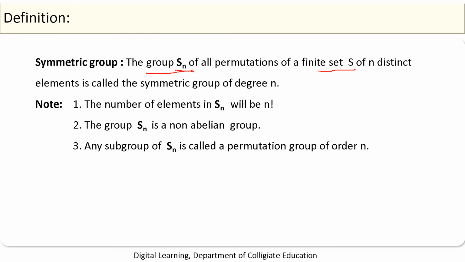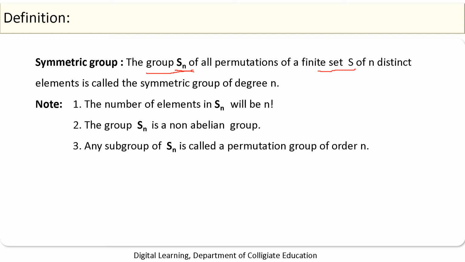Let us note some points as below. The number of elements in Sn will be n factorial. That means the set of all permutations of a set S always contains n factorial elements. That is n!.